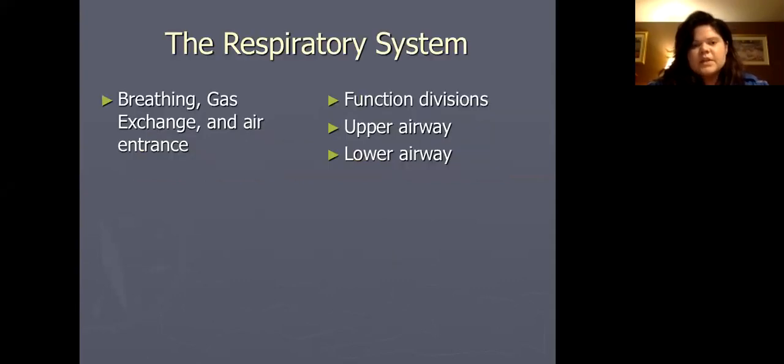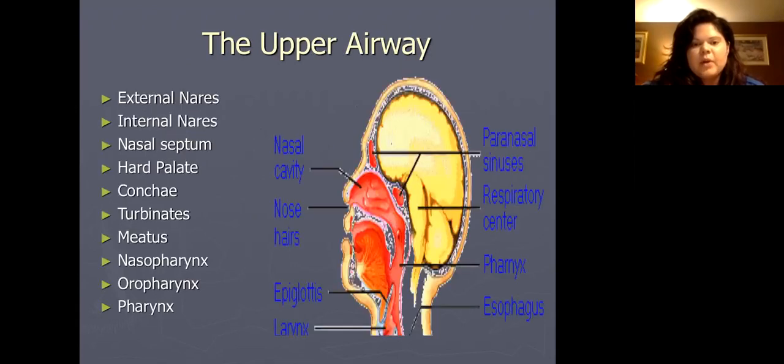The respiratory system is going to gas exchange and air exchange. As far as the upper airway and the lower airway, we're going to go into great detail about both of those entities. So your upper airway is going to consist of external nares, internal nares, your nasal septum, the hard palate, concha turbinates, the meatus, nasopharynx, oropharynx, and the pharynx.